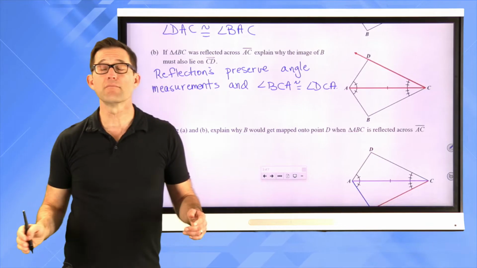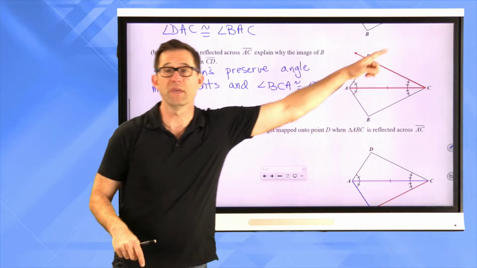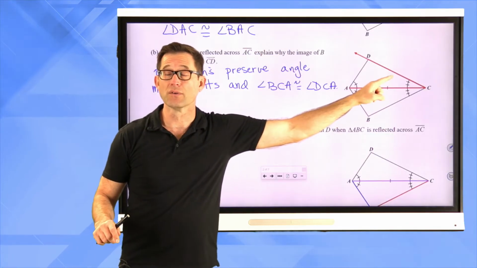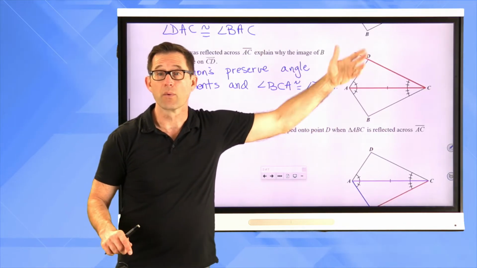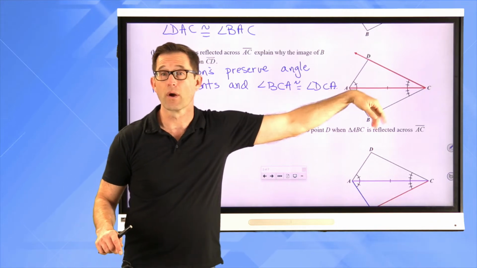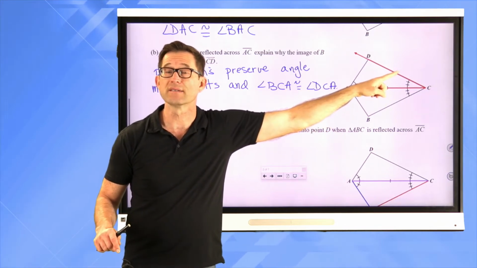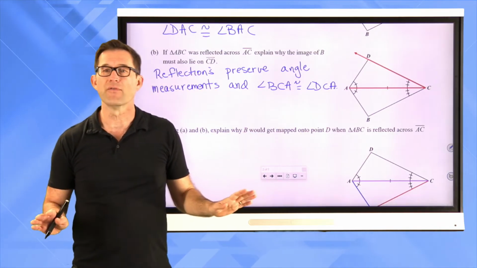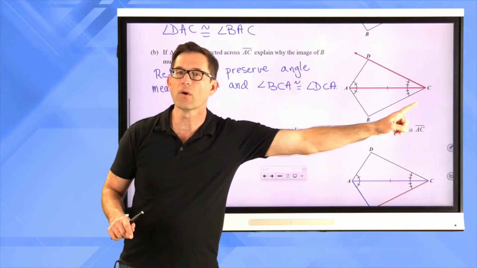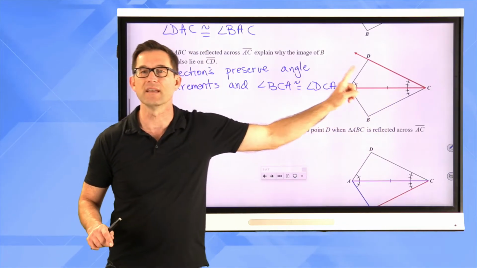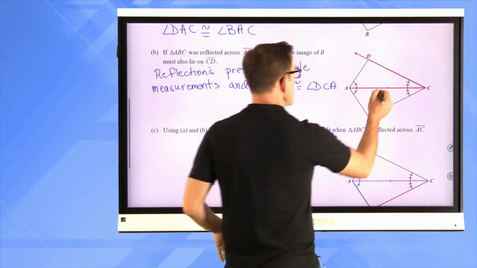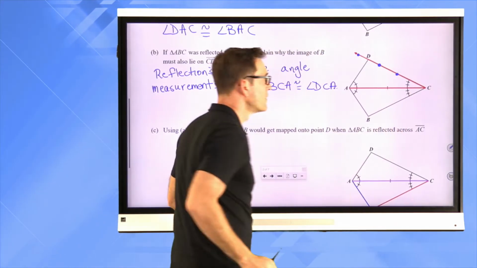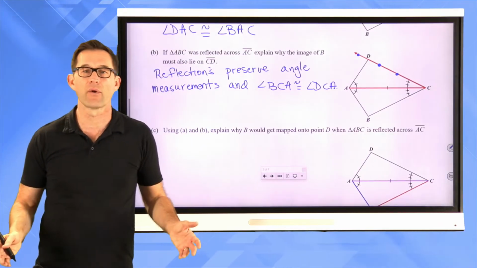If reflections didn't preserve angle measurements, then B could be way up here or down here or up here. Or if these two angles weren't the same, then when we reflected it again, B would end up being wherever it was based on this angle size compared to this angle size. Now, again, just like before, because I don't know how long CB is compared to CD, all that tells me is that B must be somewhere along this ray. It's got to be somewhere along that ray.